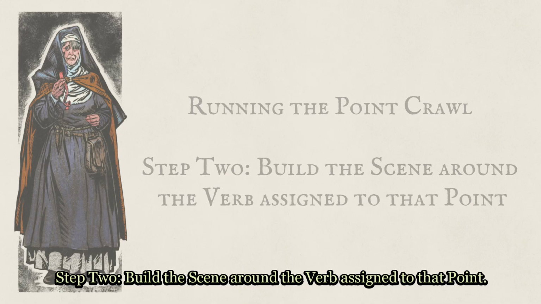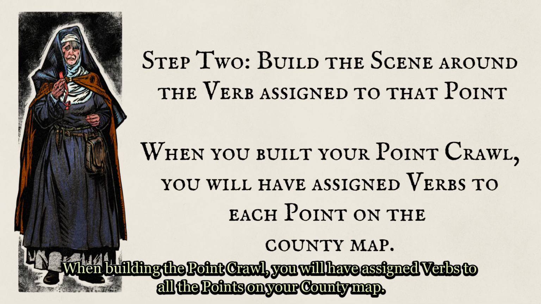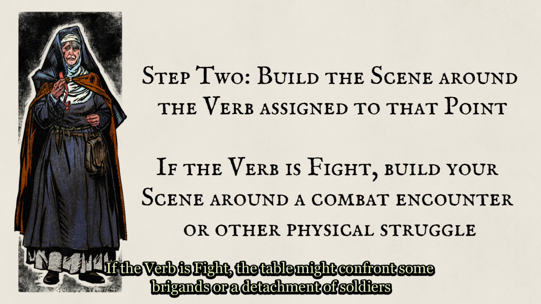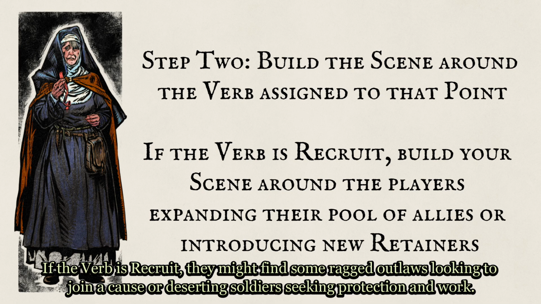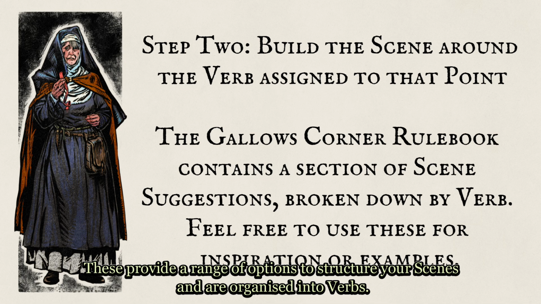For example, in Essex, the 100 of Witham's major location is the town of Witham itself. Step 2. Build the scene around the verb assigned to that point. When building the point crawl, you will have assigned verbs to all the points on your county map. This then is the verb that will define the scene that will take place there. If the verb is fight, the table might confront some brigands or a detachment of soldiers. If the verb is recruit, they might find some ragged outlaws looking to join a cause or deserting soldiers seeking protection and work. If you want to generate a quick event for your scene, you can make use of the scene suggestions included at the end of the Gallows Corner rulebook. These provide a range of options to structure your scenes and are organised into verbs.